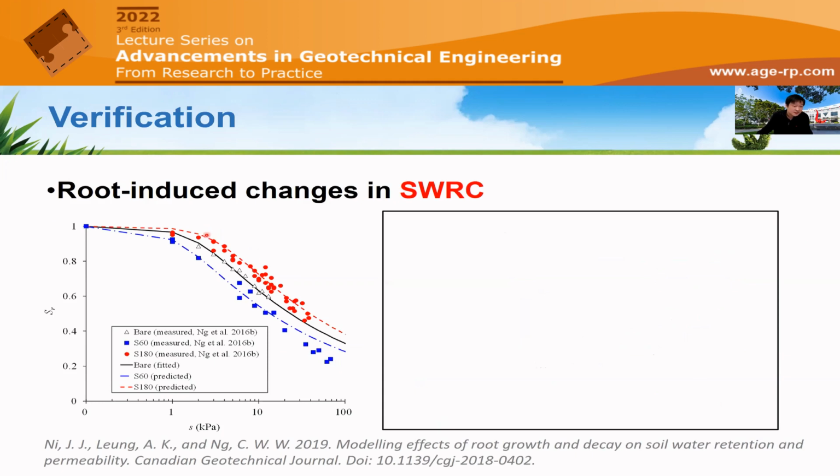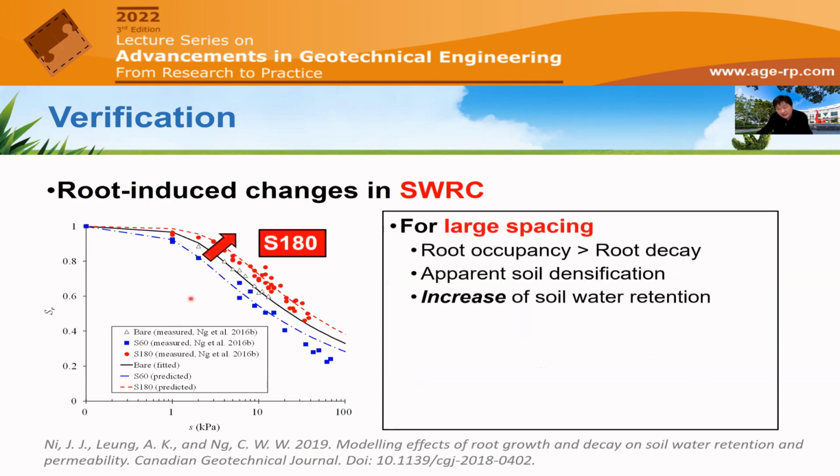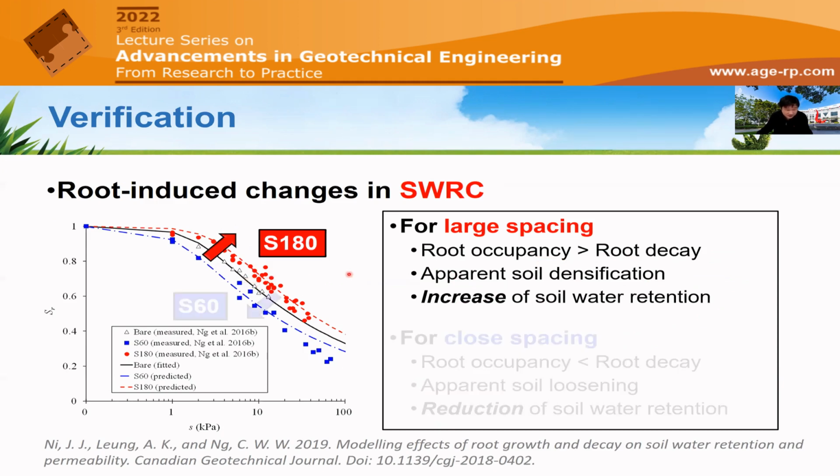So this is the measurements first, on the data points. You see the black line again representing the bare soil. Let's look at the large spacing case first, 180. The root decay proportion is much less, and the root occupying effect is more significant than the root decay effect. So again, that causes some apparent soil densification, and that's why we have an increased water retention. And the prediction is pretty good in our case.